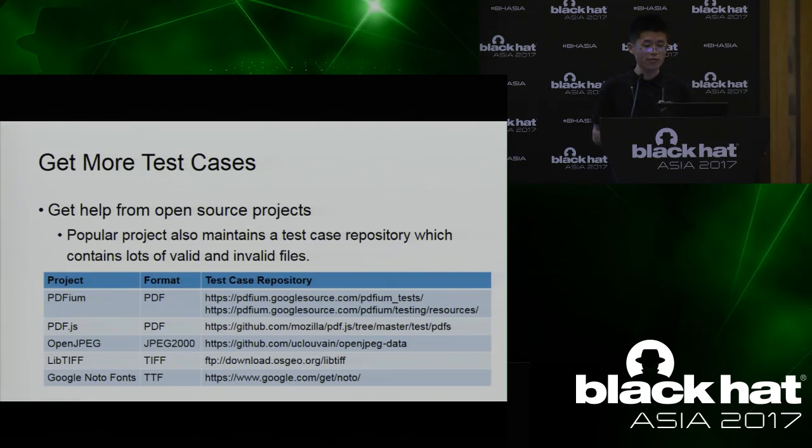Alternatively, we can get help from open source projects, because popular projects also maintain a test case repository which contains lots of valid and invalid files. This table shows us how to find PDF documents, JPEG 2000 images, TIFF images, and TTF fonts. If you want to find some samples of JPEG 2000 images, you may not be able to get lots of samples from search engines, but you can get about 200 of them from the OpenJPEG repository.